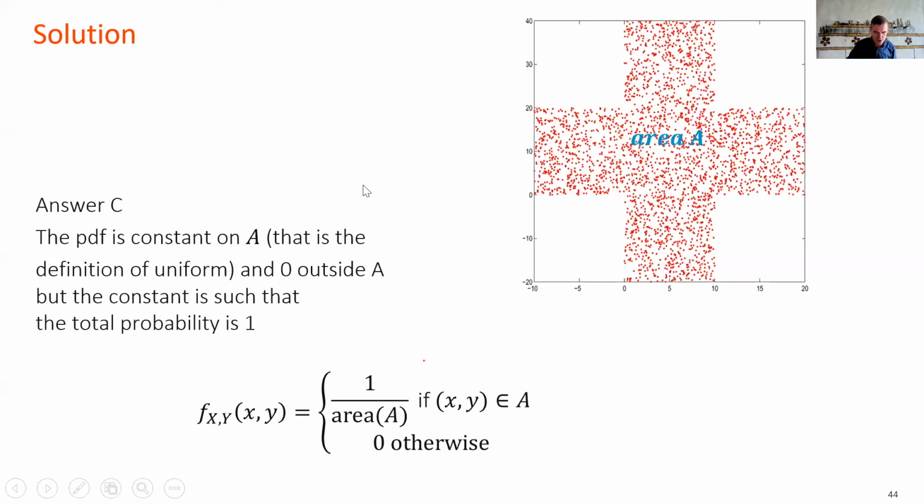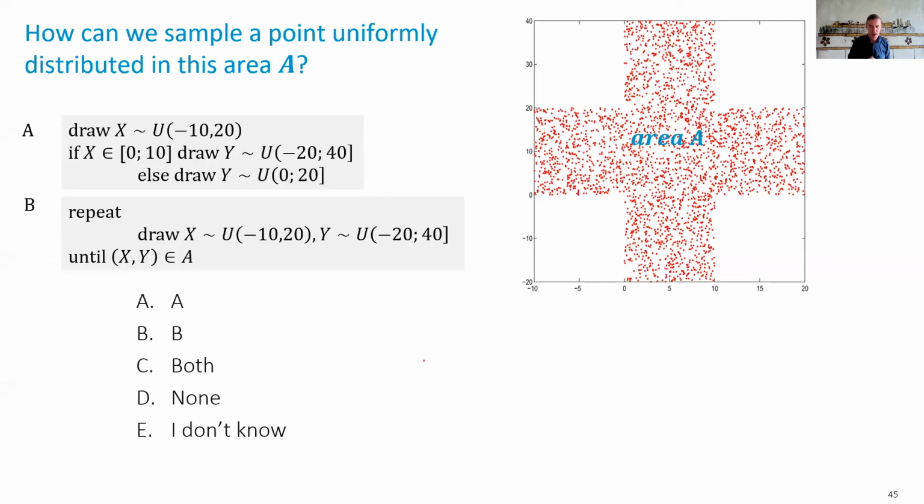The next question is how to sample a point uniformly in this area. Here I'm proposing two algorithms. Algorithm A does the following. I draw a uniform between -10 and 20. -10, 20 is the x-axis. And I do a switch. If the outcome of this is between 0 and 10, which is that here, I draw a uniform between -20 and 40. Else, presumably it is in one of the two other border areas, I draw a uniform between 0 and 20. That's algorithm A.